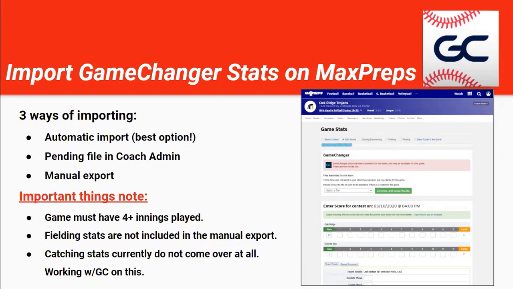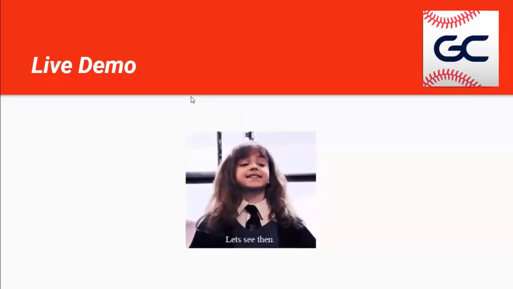We're working with GameChanger on getting the catching stats to come over. They currently don't come over at all. Fielding stats are also not included in the manual export. But again, you should only have to do that if the game went to 3 innings or less. So that being said, we'll head into our live demo now.